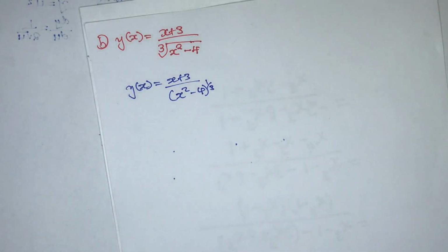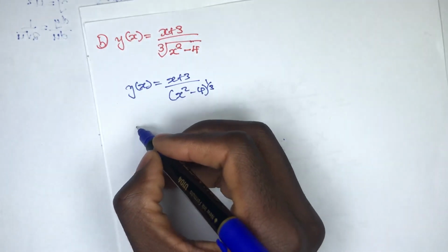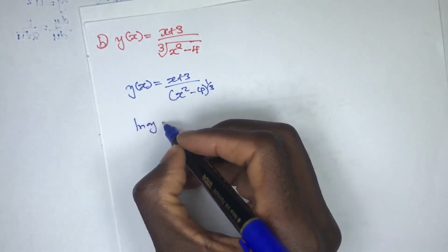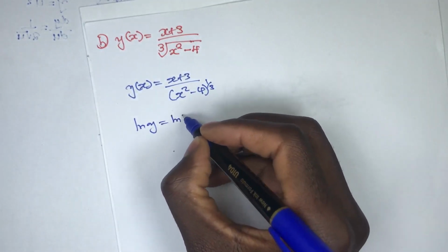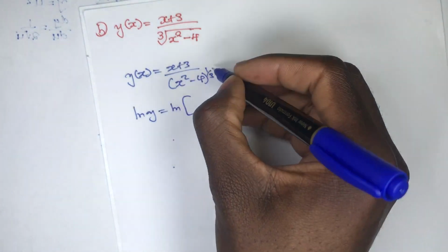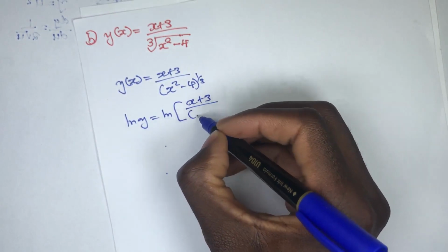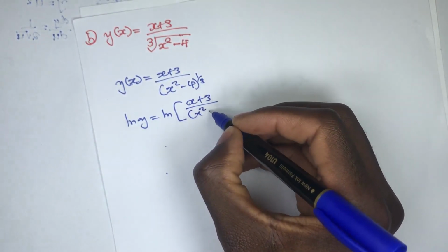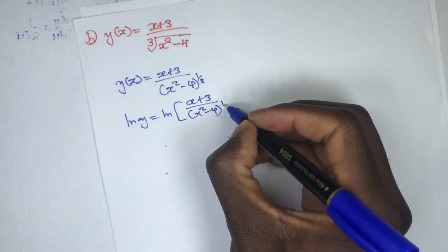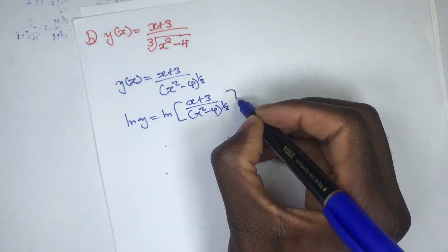So now the next step that we're going to do is introduce logs on both sides. So we're going to say ln y is equal to ln, open brackets, the whole of this function, (x plus 3) divided by (x squared minus 4) to the power 1 over 3, like this.